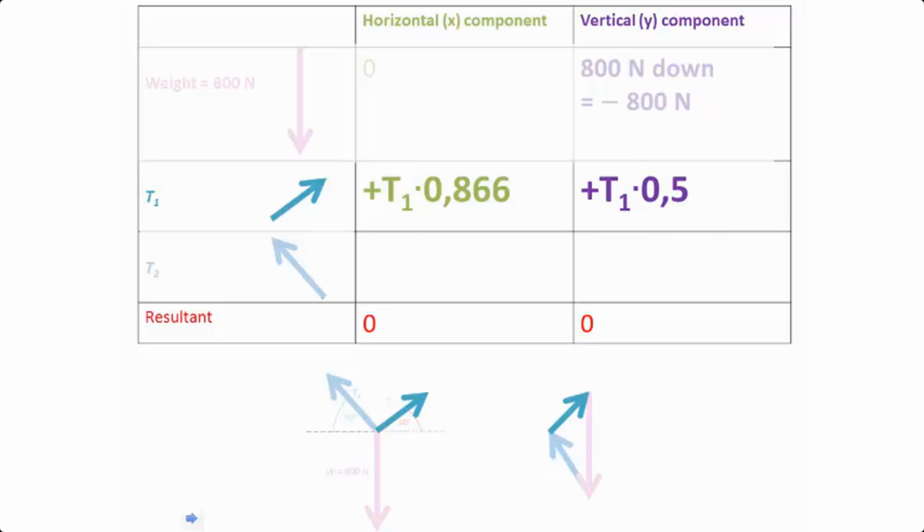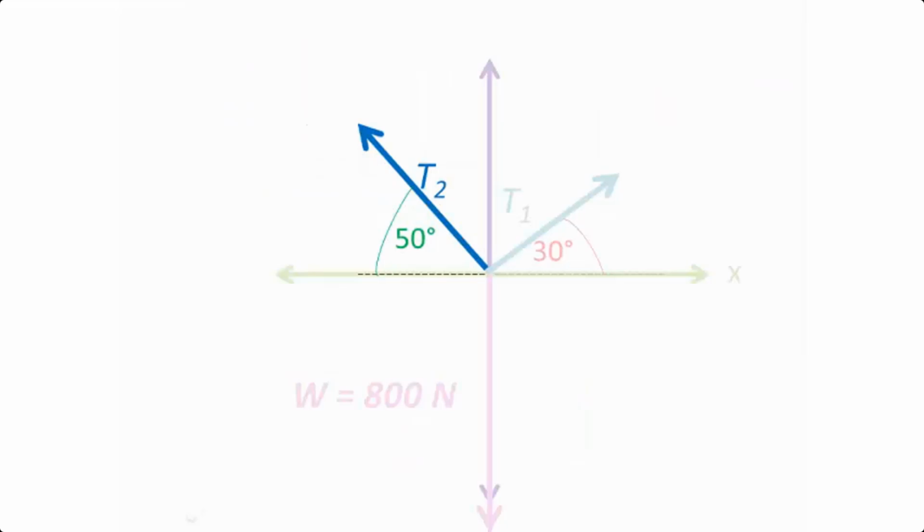Now we focus on T2. T2 acts at 50 degrees to the horizontal, but now towards the left. We put in construction lines so that we have a right angle triangle there, and use that to get the horizontal component of T2.